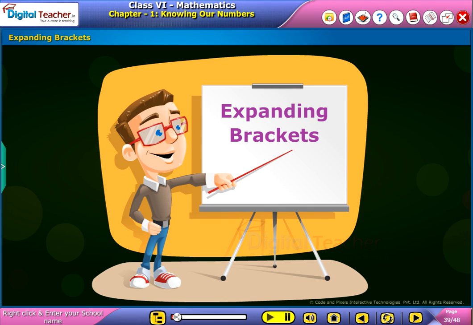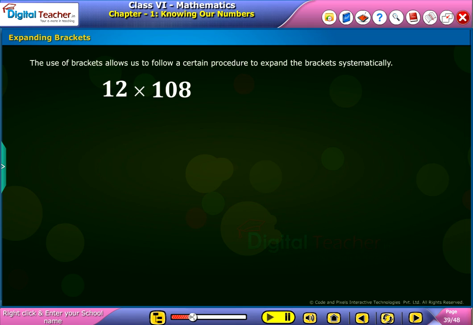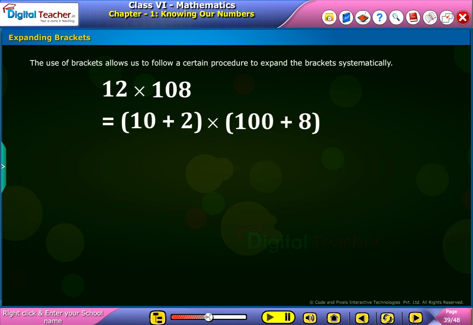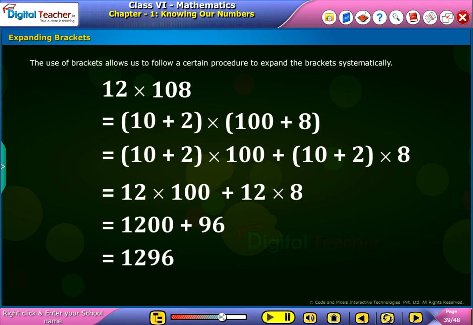Here we are going to see how to expand the numbers within the braces. The use of brackets allows us to follow a certain procedure to expand the brackets systematically. Here, to multiply the numbers 12 and 108 in a simpler way, we use braces. That is, initially, we write the number 12 as 10 plus 2 within a bracket and similarly write 108 within the braces as 100 plus 8. Now, using distributive law, let us remove the bracket for the second pair of numbers as shown. By further solving, we get as shown.